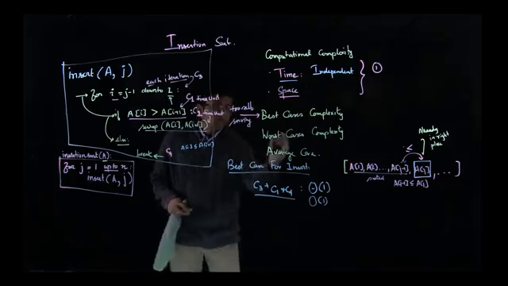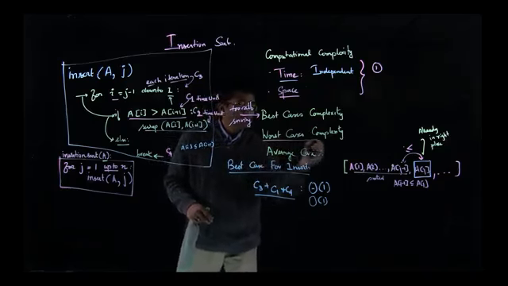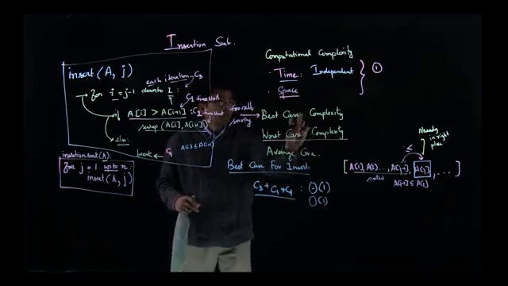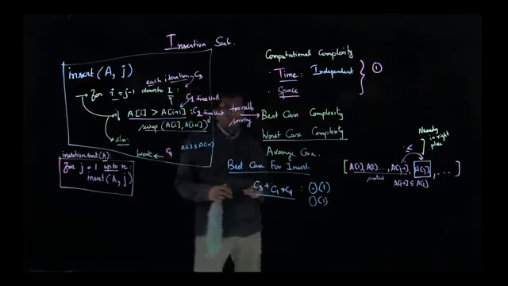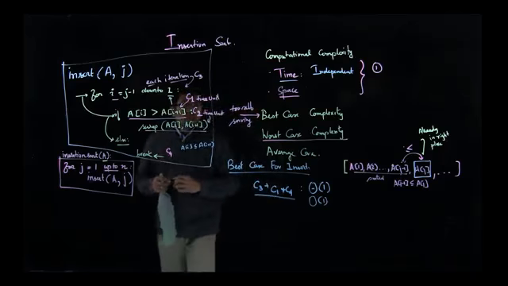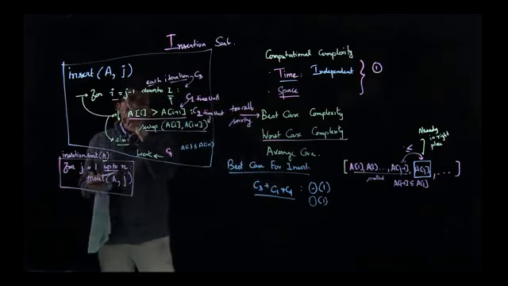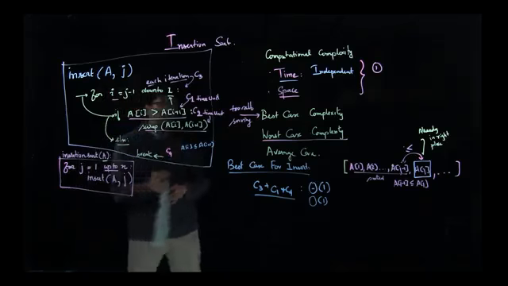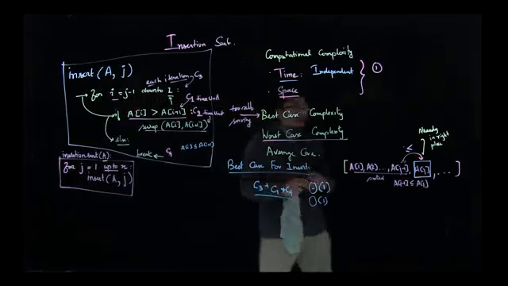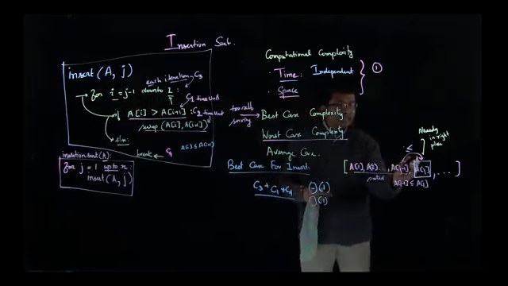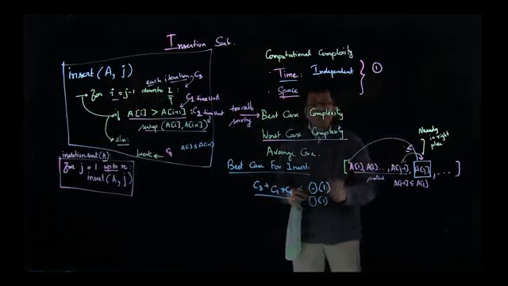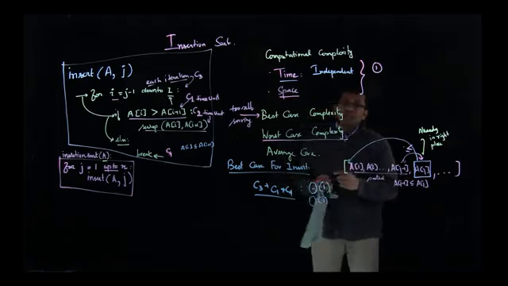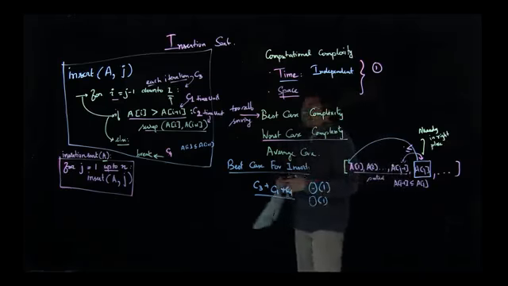What's the worst case of insert? Worst case complexity. Well, the worst case is when this iteration has to go all the way from j minus 1, j minus 2, j minus 3, all the way to 1. When does that happen? That happens when A sub j's insert position is at the very beginning of this array. If A sub j's insert position is at the very beginning of this array, that's when the worst case happens.